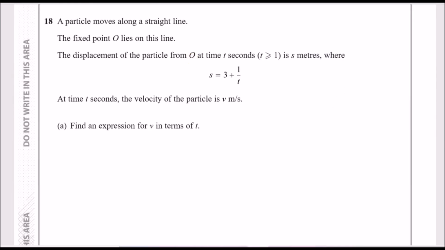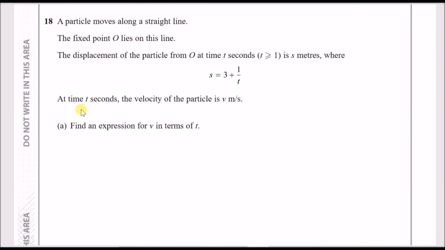Alright, number 18. A particle moves along a straight line. The fixed point O lies on this line. The displacement, in other words, the vector distance of the particle from this origin at time t seconds, where t is 1 or more, is s meters. So we're saying here that it has so far traveled s meters after some period of time, where this can be modeled by this. So the displacement equals 3 plus 1 over t.